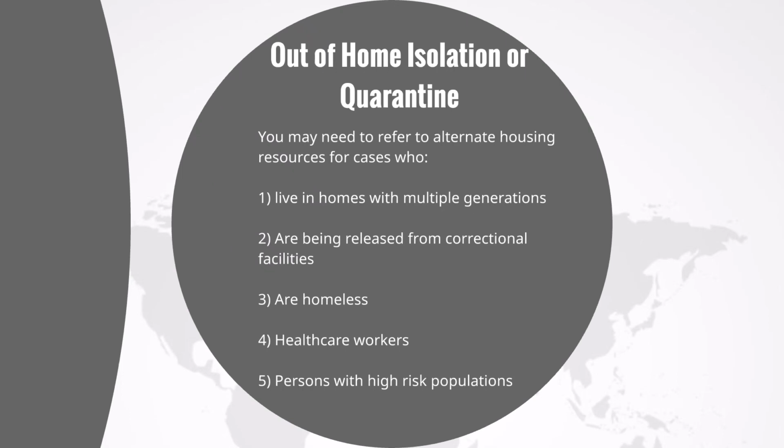Out-of-home isolation or quarantine. You may need to refer to alternate housing. And this is the case for those high-risk situations, such as those who live in homes with multiple generations, those that are being released from a correctional facility, those that are homeless, healthcare workers, and persons in high-risk populations.